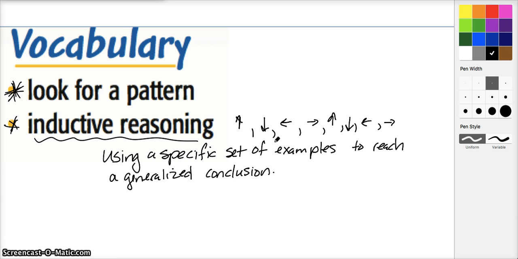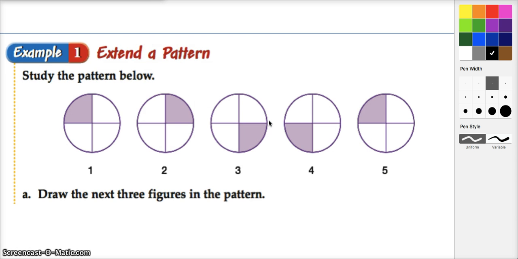So you're looking at a couple of examples and you are speculating on what's happening. That's what we do when we are looking for a pattern. We look at specific things that we have and then we say, okay, we think this is going to continue and this is how it may continue. So we'll start off our examples with example 1, and we have a very similar situation as we did with the little arrows before. We're going to study the pattern below.